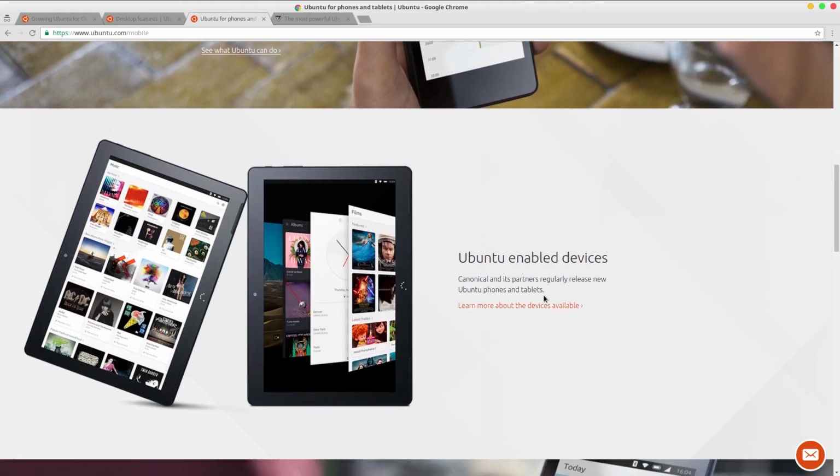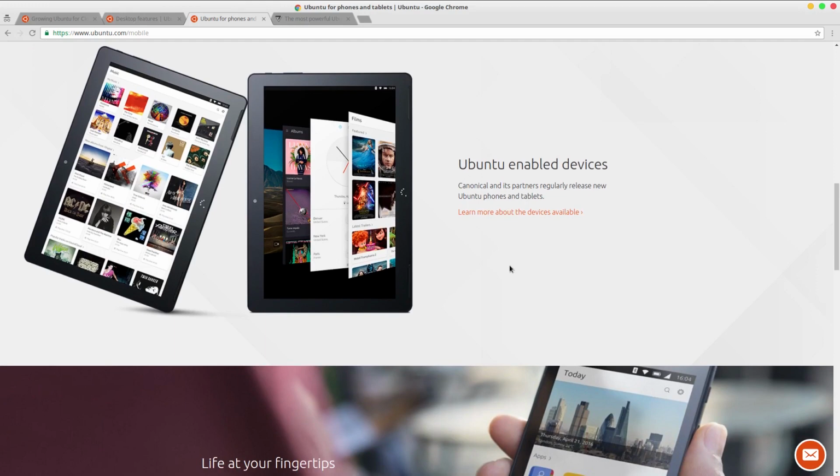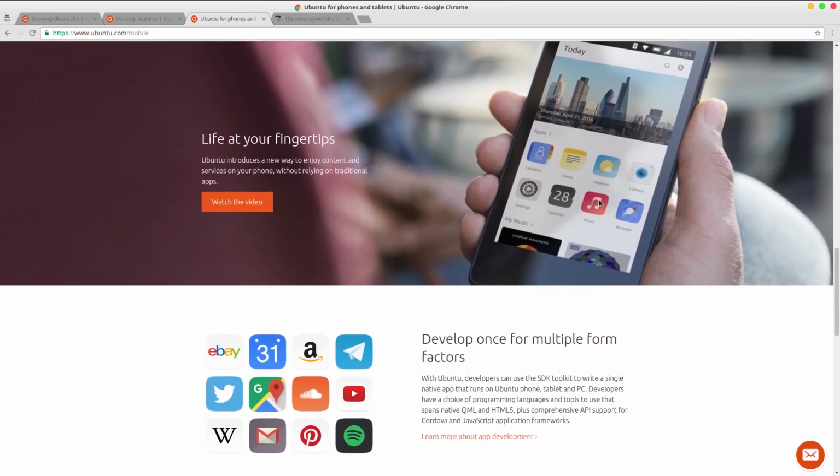And they have that really beautiful look. But I think if there's any Linux company that's going to be able to put this all together, I think Ubuntu has a shot at it. So those are my thoughts.